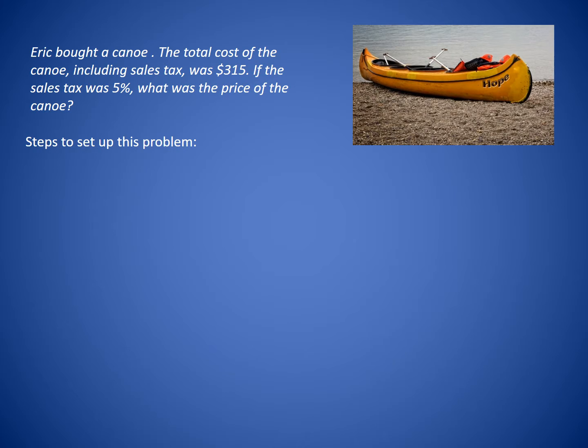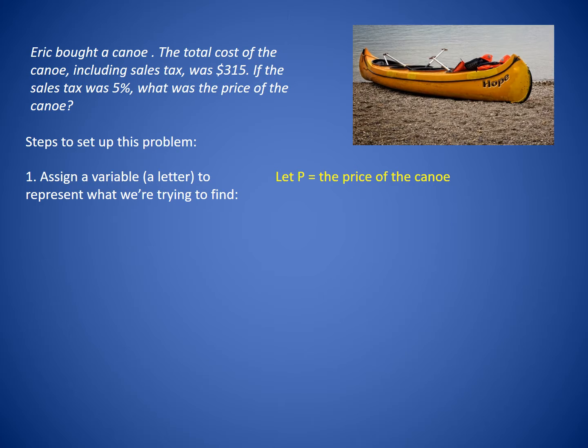So again, steps to set up this problem, exactly the same as before. We'll assign a variable or a letter to represent what we're trying to find. And in this case, since we're trying to find the price of the canoe, I decided to use the letter P for price instead of T for total cost. Again, you can use whatever you want, P, X, Y, T, whatever. All right, so step 1, good. Step 2, we're going to describe in words, again, the relationship between these parts of the problem. And it's going to be in English, no numbers.